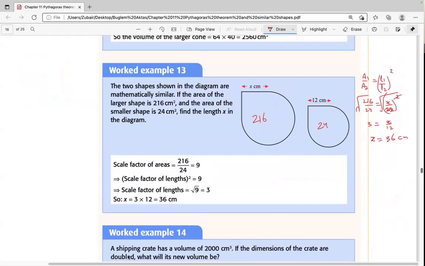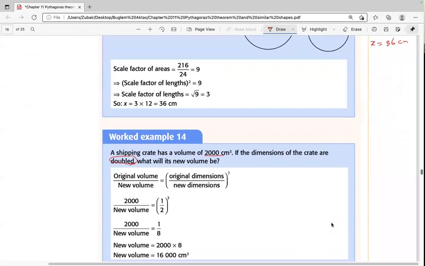Question at the bottom. A shipping crate has a volume of 2000 centimeter cube. If the dimensions of the crate are doubled, what is the new volume? Dimensions are doubled, so what do you expect? 16,000. 8 times, yes. So when they are doubled, it increases by the cube relation. So 2000 into 8 is 16,000. That's right.